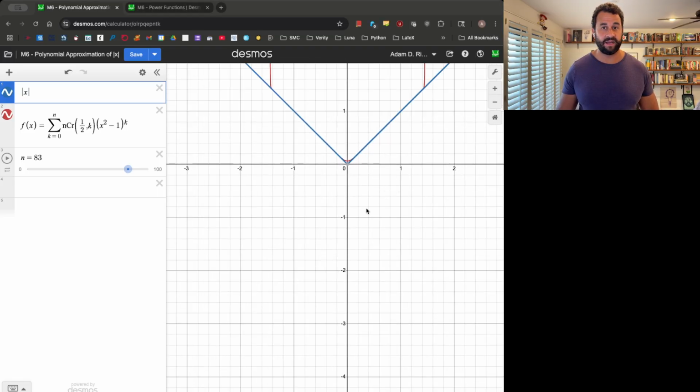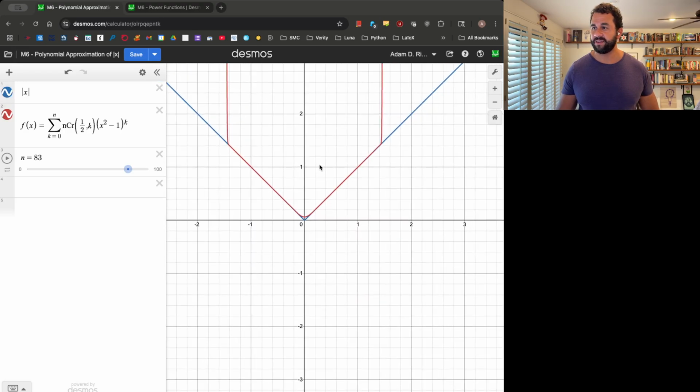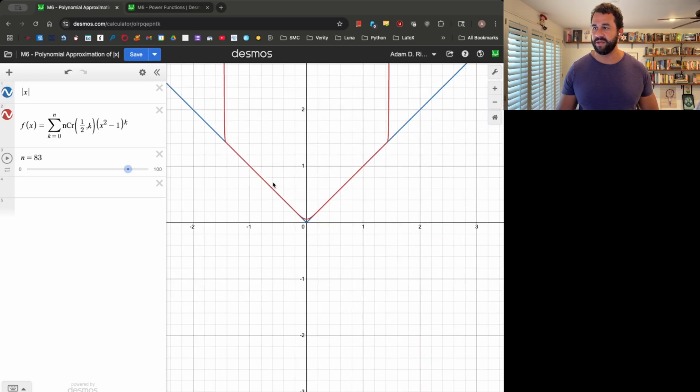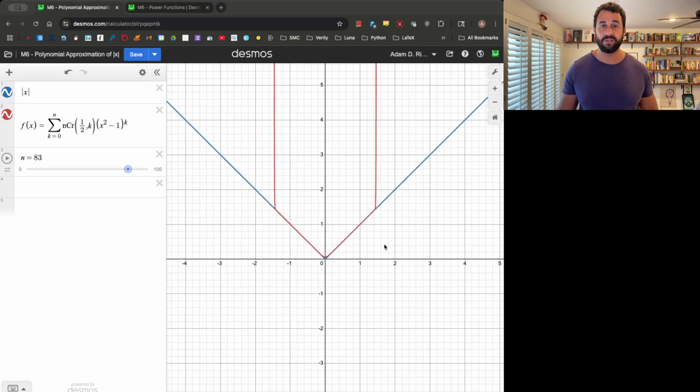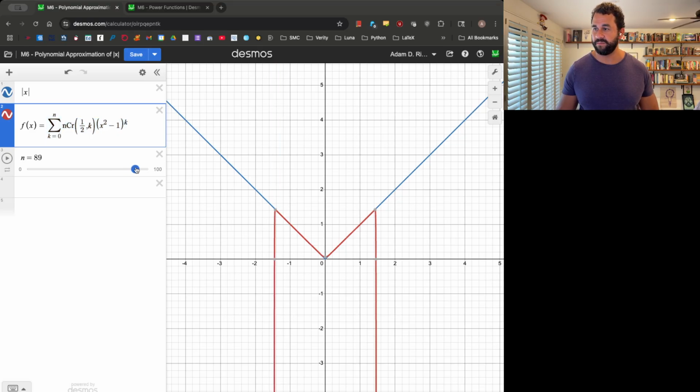Ooh, oh, dude, Desmos is having trouble calculating this. That's why, when I zoom out, it takes some time to fill in the gaps. We're asking the computer to do a lot of work by computing all of this stuff. Again, that's a polynomial of degree 166. Maybe I could go even farther up. Ooh, let's go to 100.